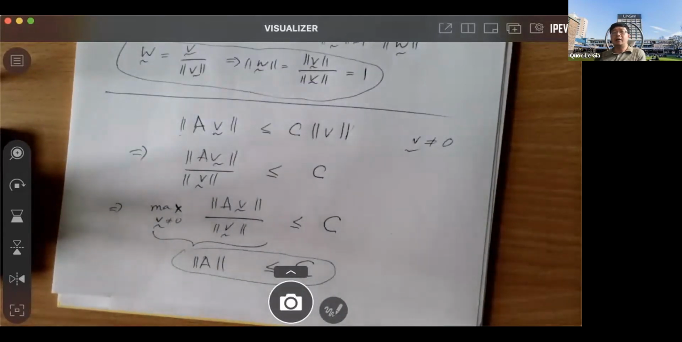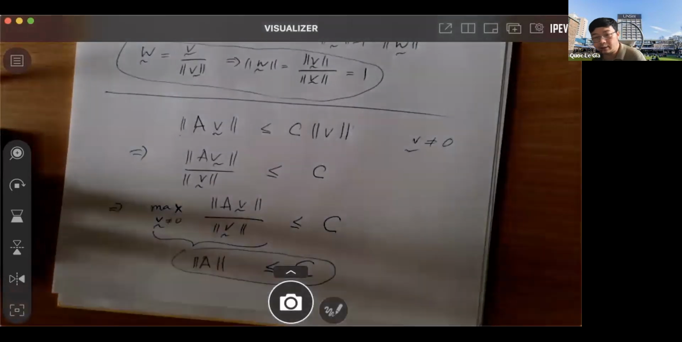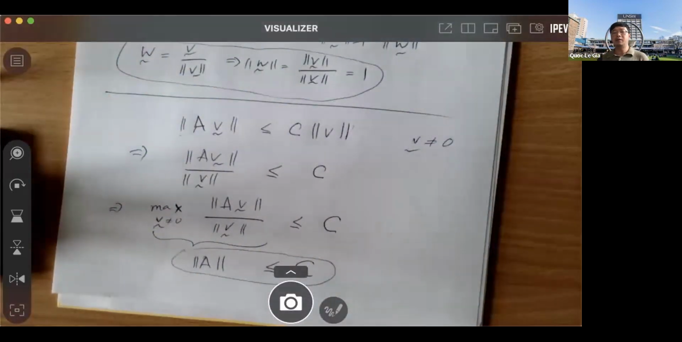Suppose we are in the plane R2. Then you take all possible vectors in the plane except the origin, because the origin is the zero vector. Does it make sense? So you see, the concept of the matrix norm doesn't depend on the vectors, but depends only on the matrix A.